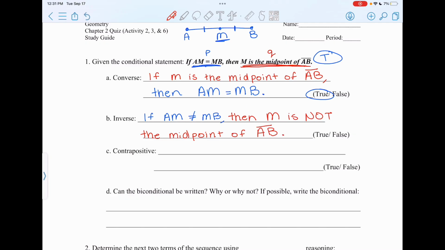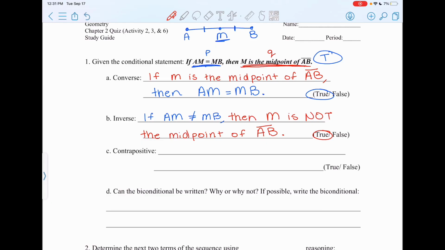If AM does not equal MB, and the not equal is just a slash through the equal sign, then M is not the midpoint of AB. And this is true. If those two sides are not equal, then M is not the midpoint.